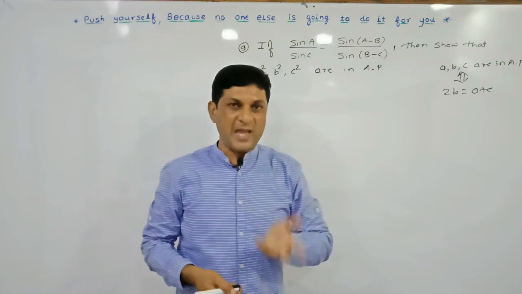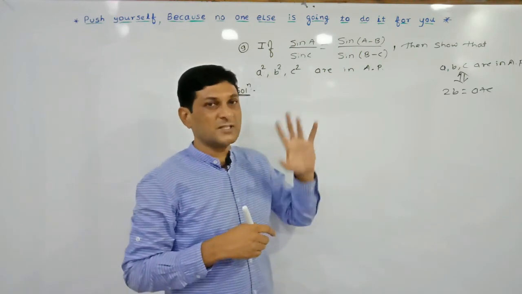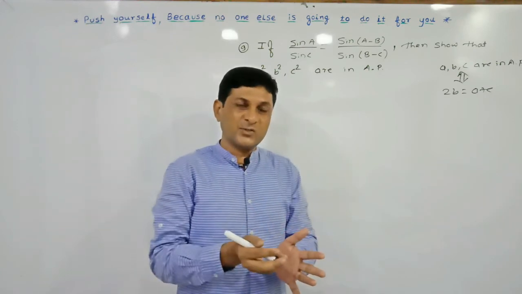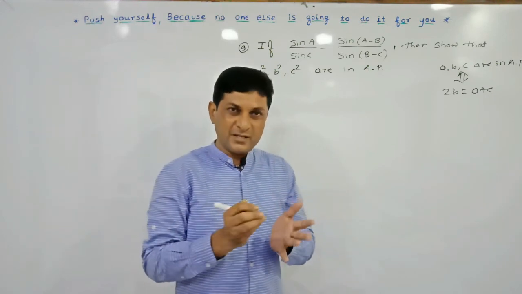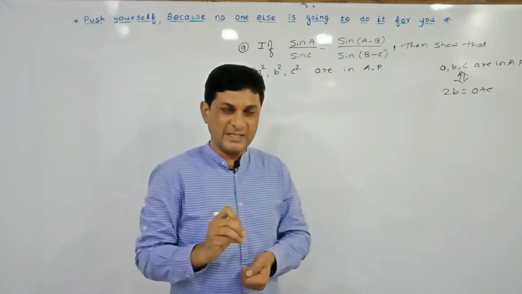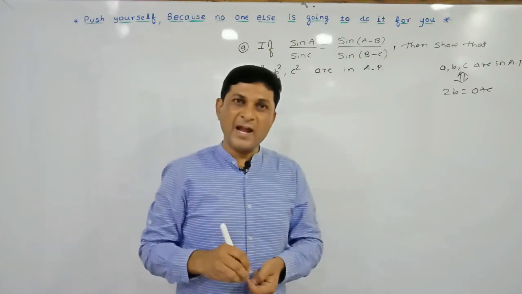and the required result is in terms of small a, small b, small c, meaning in terms of sides. So we have to convert the angles, or trigonometric functions, in terms of small a, small b, small c. For that purpose, we have to make use of the sine rule and cosine rule.